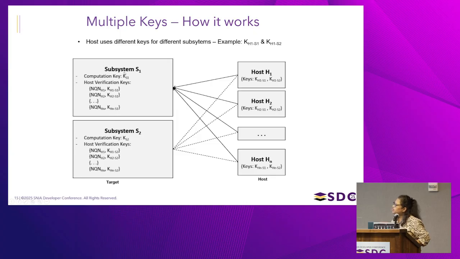Same on the subsystem side, the subsystem will have its computation key. Say the subsystem is supporting only unidirectional and the single key per entity model. Then the subsystem will only have a KS1. If it is supporting multiple keys per entity, again the subsystem will have a KS1, H1, KS1, H2, that entire list. For simplicity, I have not shown that.